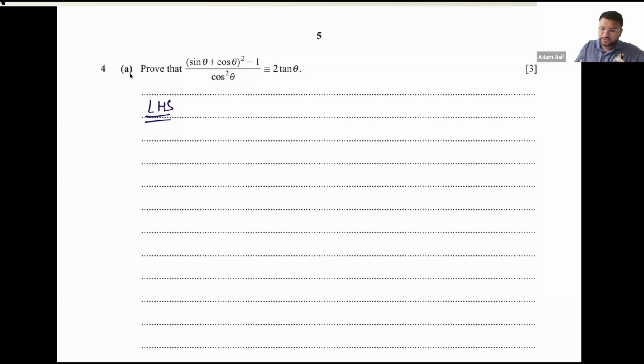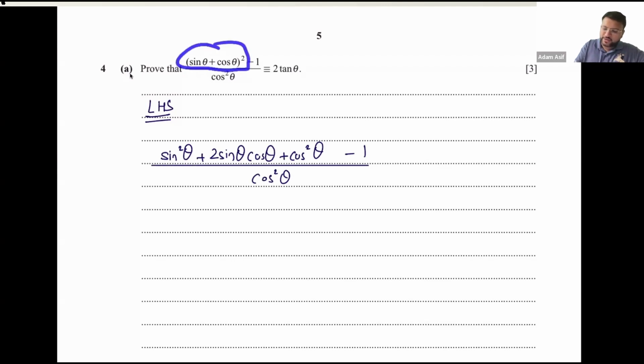Sine theta plus cos theta, the whole thing squared, can be expanded using the identity. That is going to be sine square theta plus 2 sine theta cos theta plus cos square theta, minus 1, divided by cos square theta. So I have expanded this bracket using a square plus 2ab plus b square.